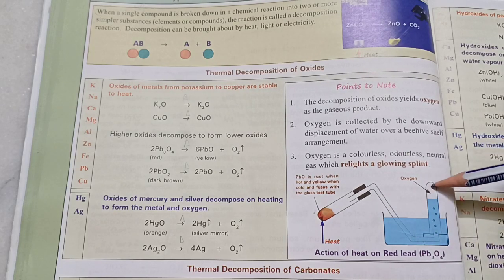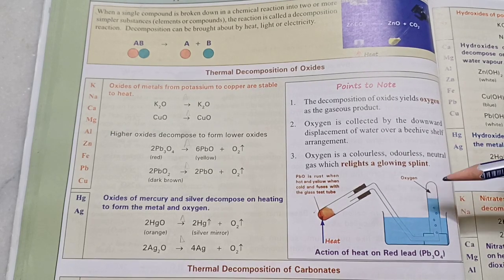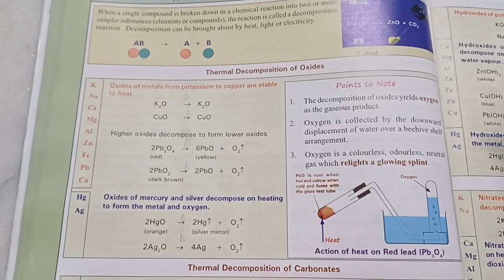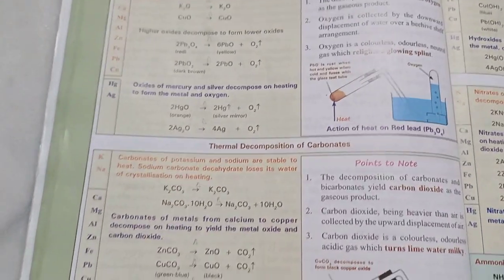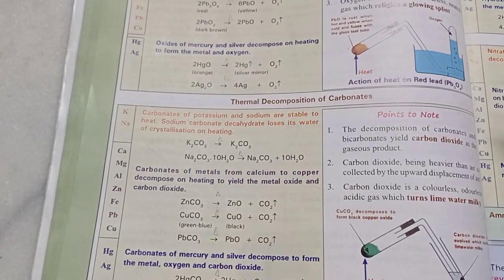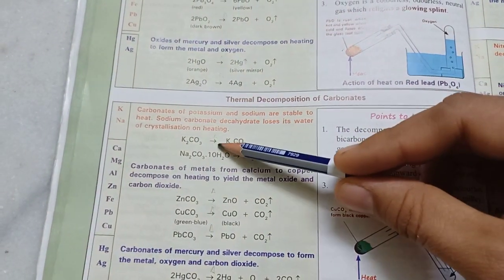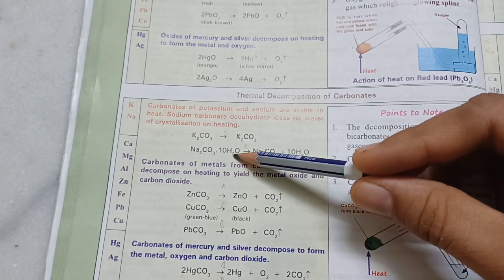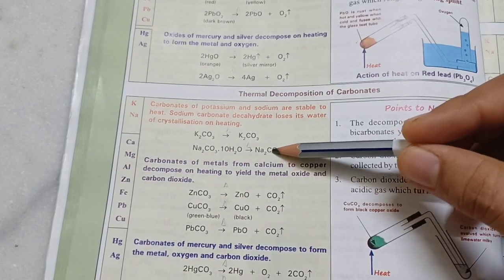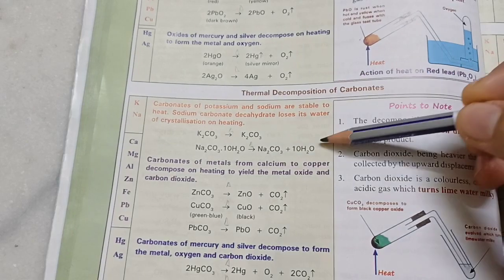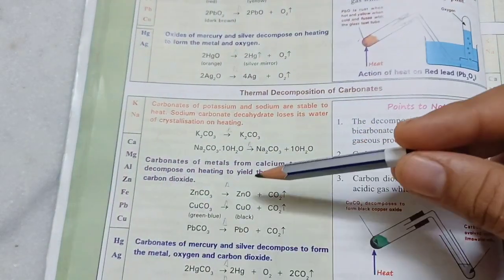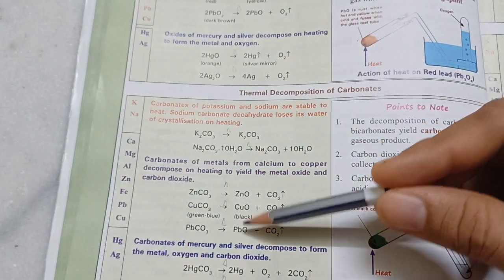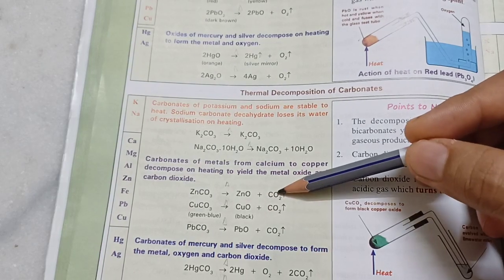And it is collected by downward displacement of water because it hardly dissolves in water. Now, when carbonates are heated, even they decompose, but that's not the case for the first two carbonates because they are quite stable. Although sodium carbonate, washing soda, may lose its water of crystallization, the carbonate won't decompose. The rest of the carbonates will decompose to give metallic oxide and carbon dioxide gas.